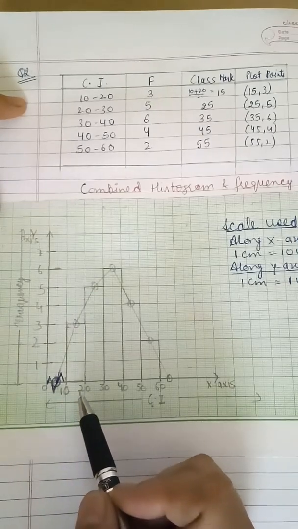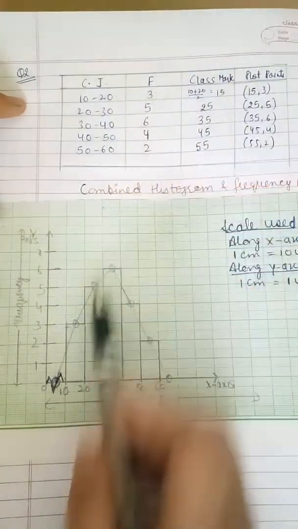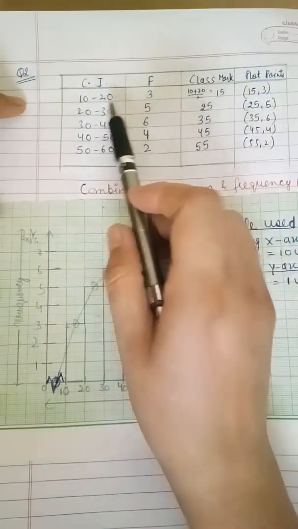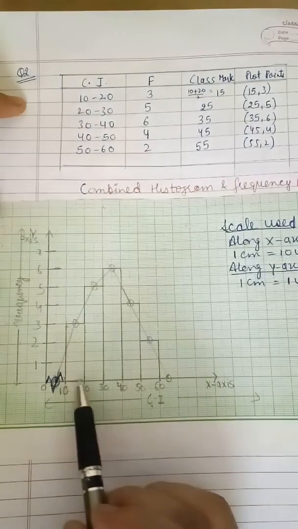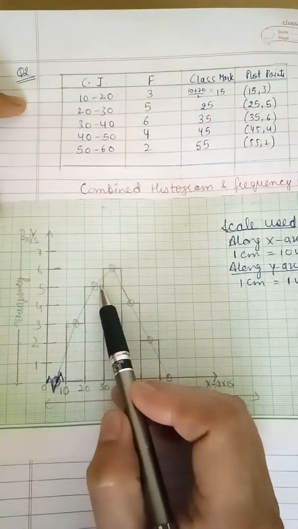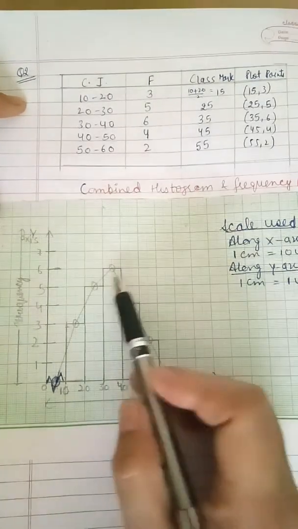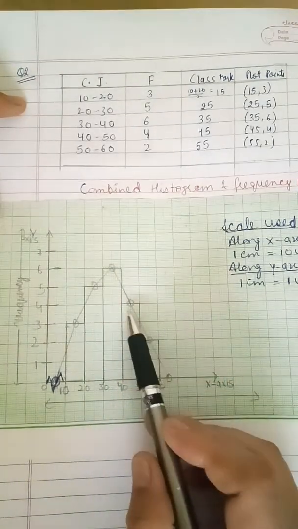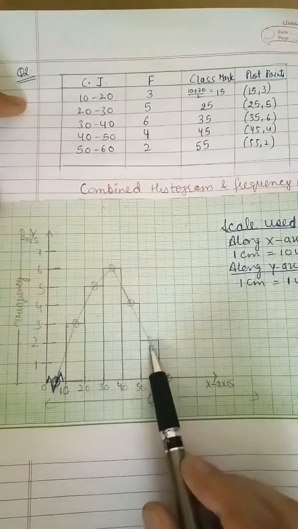In your lower classes you already know how to make the histogram. Between 10 and 20 it should be regular, there is no gap. Between 10 to 20 the height is 3. Then 20 to 30 the height is 5. Then 30 to 40 it is 6. Then 40 to 50 again 4. Then 50 to 60 is 2.